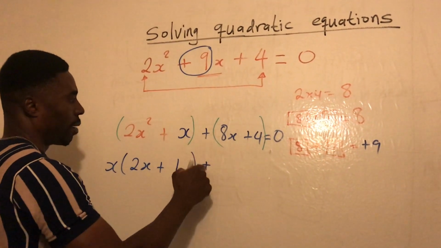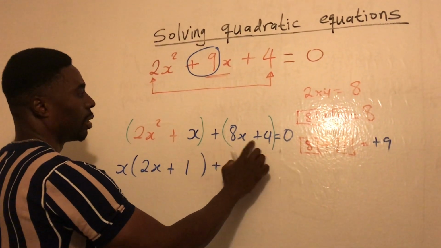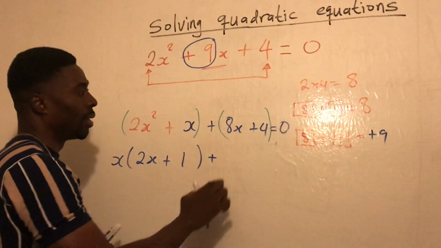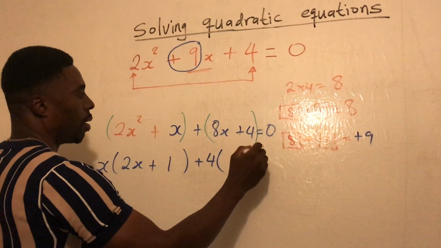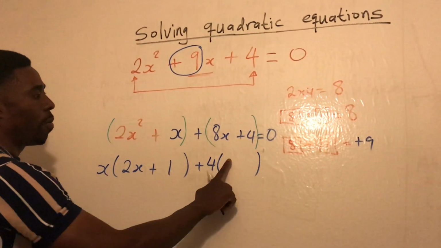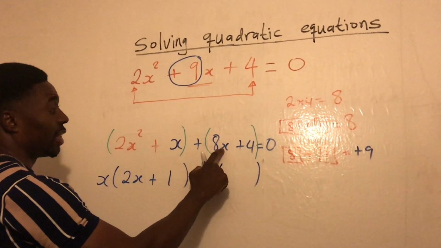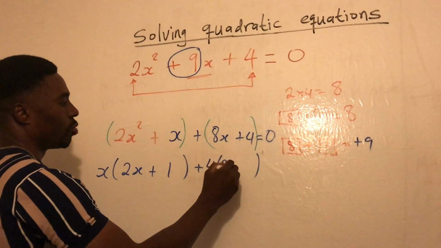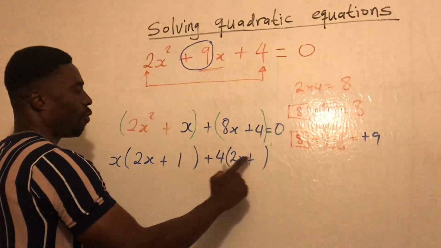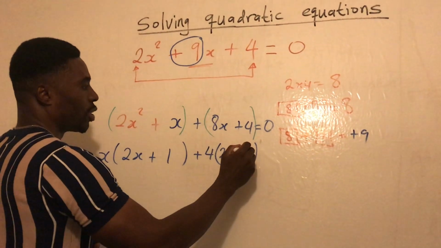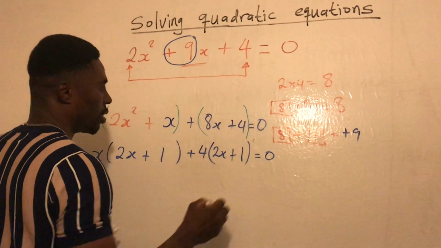Then we have a plus, we'll keep the plus. This bracket here, we factorize that. The common term to these two will be 4. 4 is common to both of them. What must we times by 4 to make 8x? And the answer is 2x. We keep the plus. What must we times by 4 to make 4? And it's just 1. So then we have equal to 0.